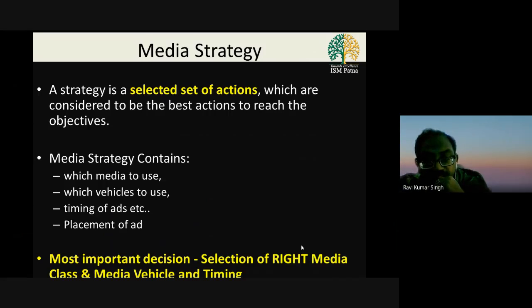So media strategy contains which media to use. In media strategy we finalize and plan which media to use. In the earlier video lecture, we discussed different media classes and different media vehicles. So we have to decide which media class we have to use for our communication, which will be the most appropriate media. Then we have to understand which specific vehicle to be used under that generic class. For that we have to analyze the media consumption pattern of our target audience. So who are our target and what media they are consuming.